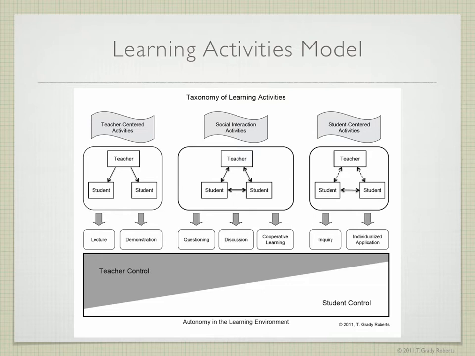I developed this model, which I've called the taxonomy of learning activities, to really talk about the different types of learning activities. You notice on the left there are teacher-centered activities, in the center there are social interaction activities, and on the right there are student-centered activities. If you notice on the very bottom, there's a diagram that kind of shows the autonomy in the learning environment. On the far left, underneath the teacher-centered activities, the teacher has a lot of control. On the far right, underneath the student-centered activities, the student has a lot of control.